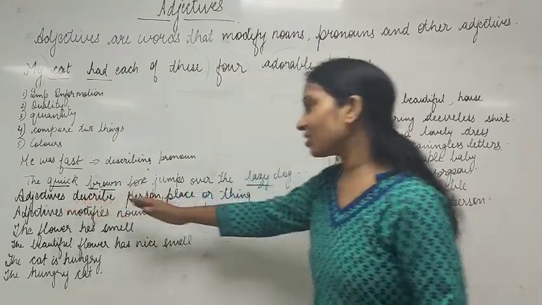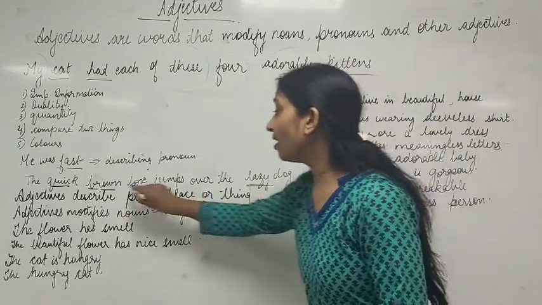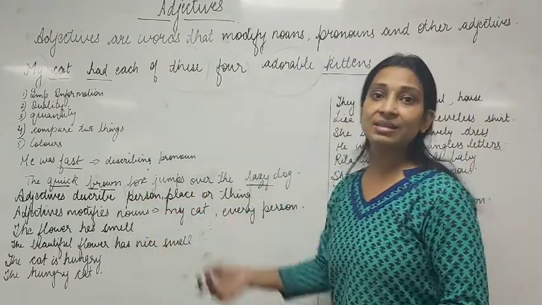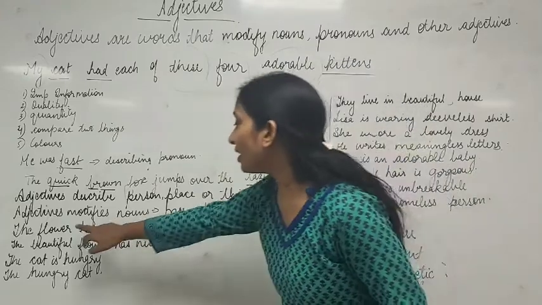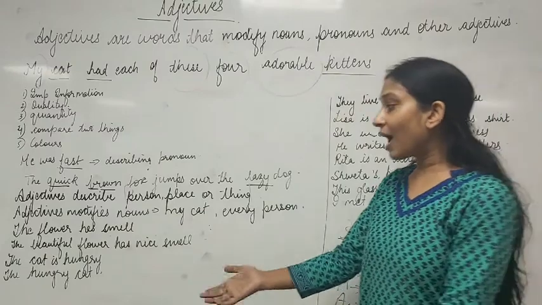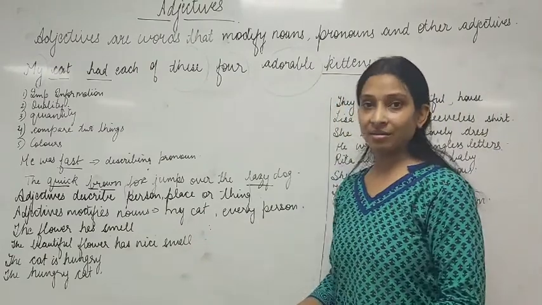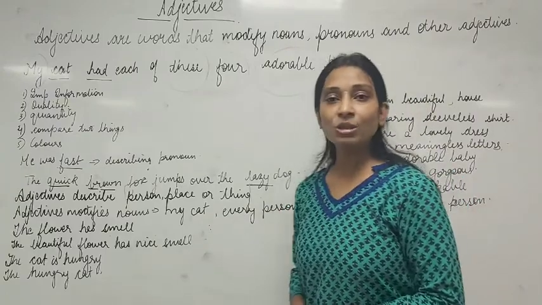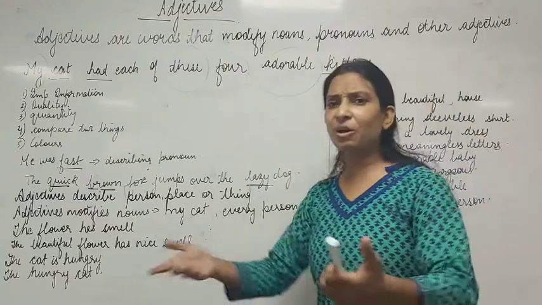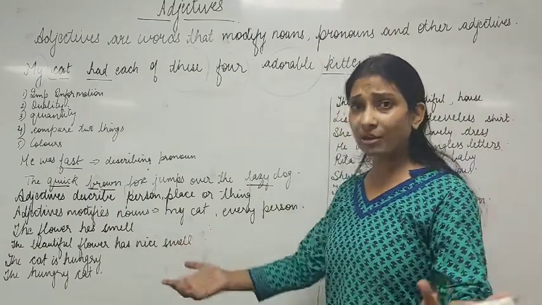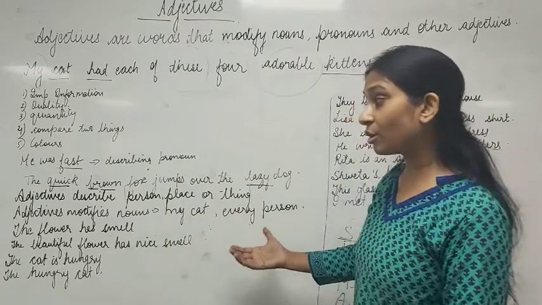Clear? Adjectives describe person, place and thing. This I have already told you, because person, place and thing are nouns, and we have already discussed that adjectives tell us about nouns, right? Now adjective modifies noun. Okay, how? It tells us to whom it belongs. My cat. Is it telling me whose cat this is? Is it giving me important information? My cat. Each person. Is it telling me the quantity? Yes, each person is telling us the quantity.